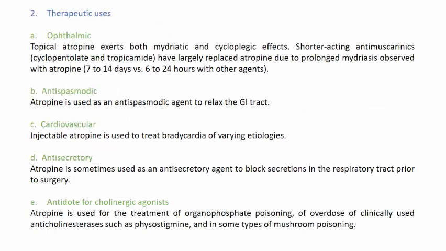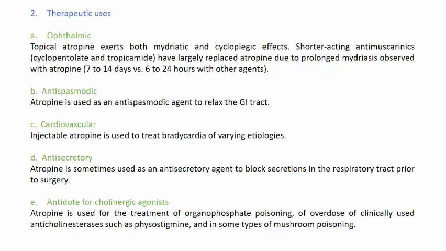Therapeutic uses for atropine in case of ophthalmic. So topical atropine exerts both mydriatic and cycloplegic effects. احنا ذكرنا أنه يستخدم has action on these two functions. Short acting antimuscarinics، لكن توجد بعض المركبات اللي هي short acting antimuscarinics اللي مثال عليها cyclopentolate والتروبيكاميد، have largely replaced atropine. هذه عملت replacement للأتروبين due to prolonged mydriasis observed with atropine واللي يكون 7 to 14 days versus 6 to 24 hours with other agents.